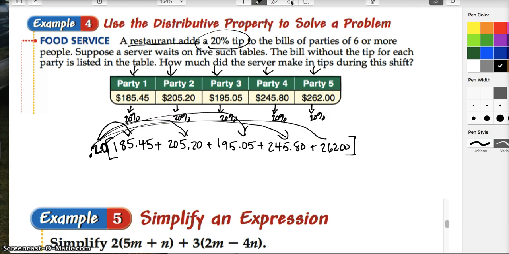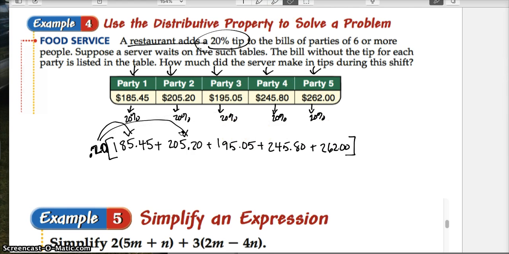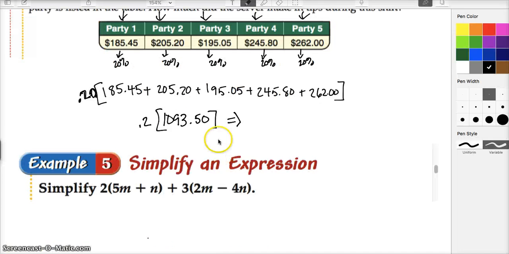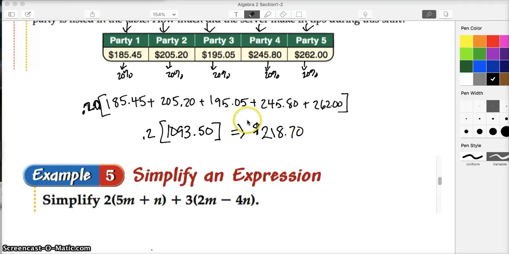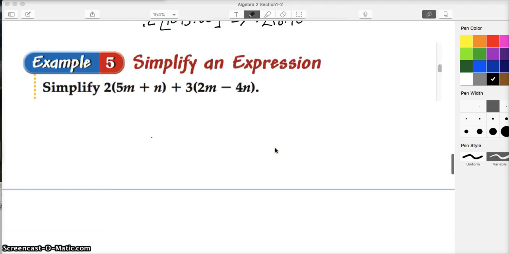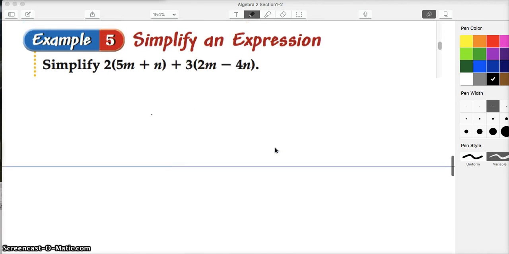What I'd rather do is do it the more sophisticated and easy way, because I know that they're both equivalent, right? So let's go ahead and do it. If I take this and I sum all of these costs up for all of these parties, I would get $1,093.50. And I'm going to multiply that by 0.2. That 0.2 is going to tell me exactly what the tip amount was. And we end up with a grand total of $218.70.